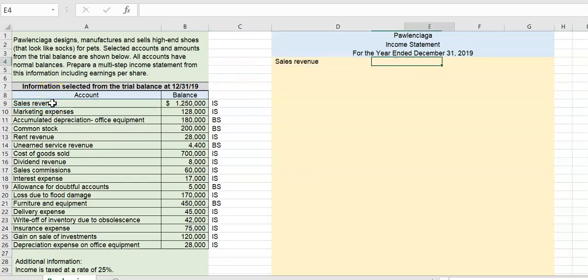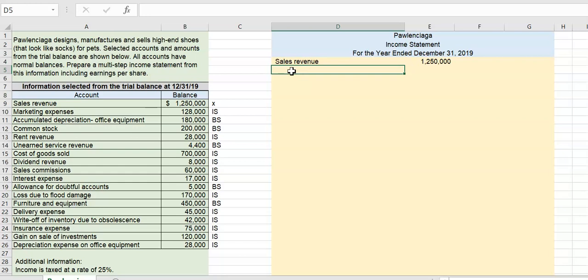We know sales revenue goes at the top. If the company had any sales returns, allowances, or discounts, that would be shown here in the next item, and then we would report a subtotal for net sales. But since the company doesn't have any of that, I'm going to continue down with my income statement. A multi-step income statement has multiple subtotals, and it shows the expenses as they relate to operations or not to operations if it's a non-operating item.